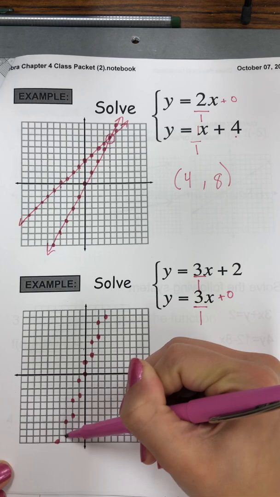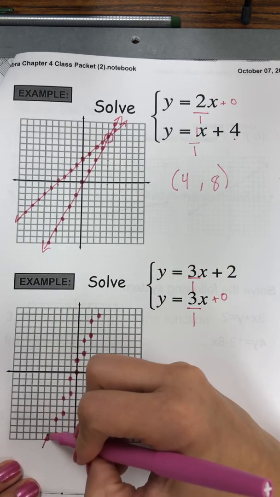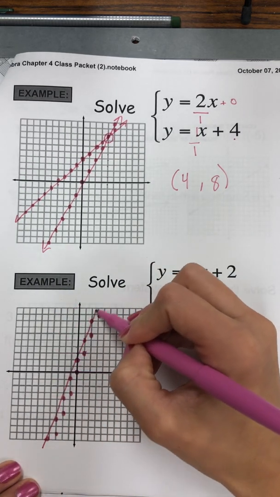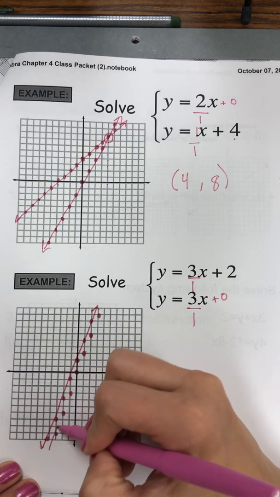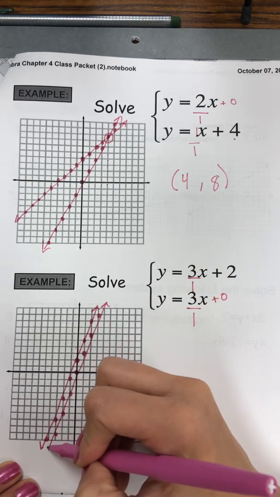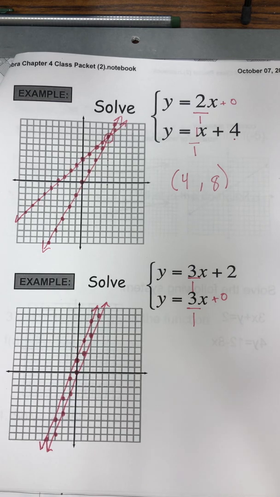Okay, so now I do have two lines here. I'm going to go ahead and draw my lines through them because you should have noticed that they don't cross. They do not intersect. That means they're parallel.